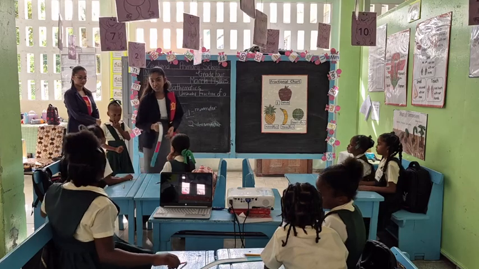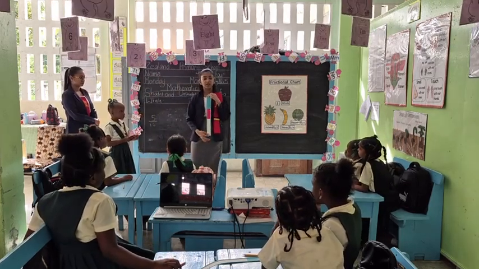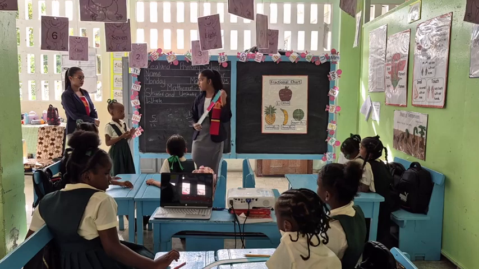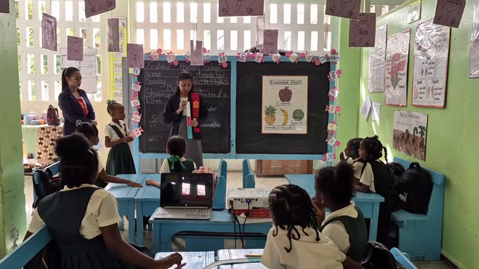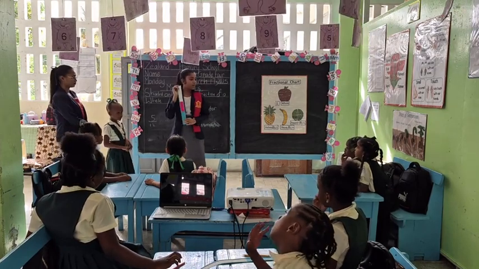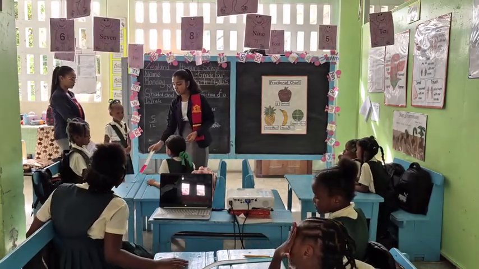They're doing unshaded, right? So this fraction bar is divided into how many parts? Good. And how many parts are not shaded here? 5 parts. Are they correct, class? Good. Very good. Give them a round of applause.